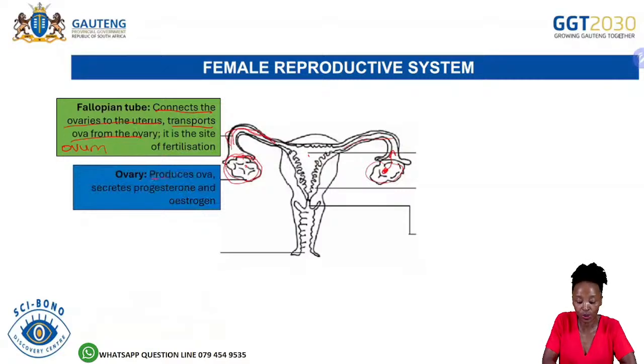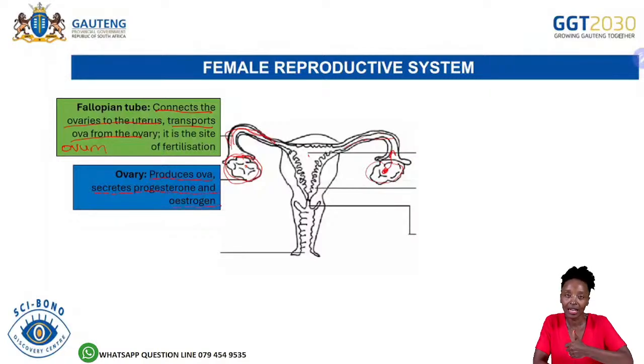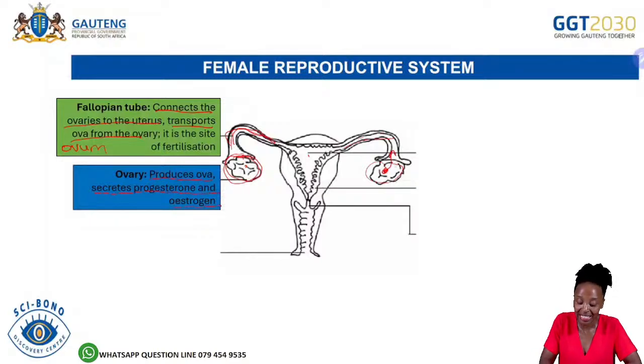Ovaries, what do they do? They produce the ovum. They also secrete hormones, progesterone and the what? And the estrogen. Remember we said in the male, the testes produce sperm cells through a process called meiosis. We also said they produce a hormone called what? Testosterone.